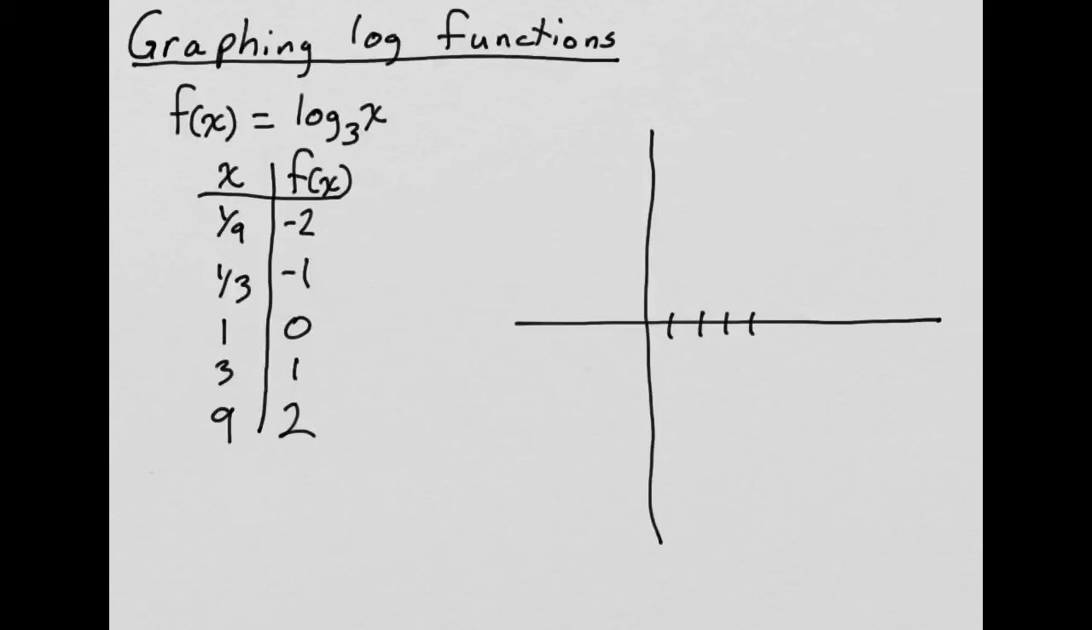1, 2, 3, 4, 5, 6, 7, 8, 9. Let's go one more. So for f of x is 1/9. When x is 1/9, we're down here at -2. If x is 1/3, we're here at -1. And then when x is 1, we're crossing the x-axis. At 3, we're at 1. Put a point there. And at 9, we're at 2.